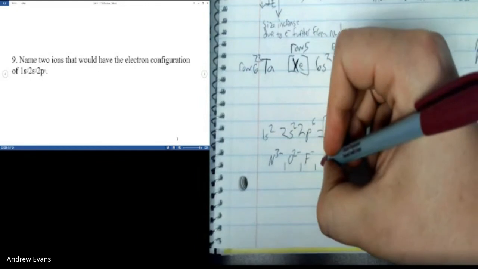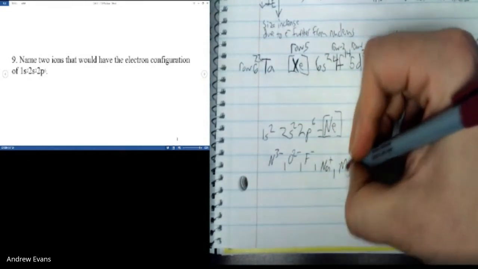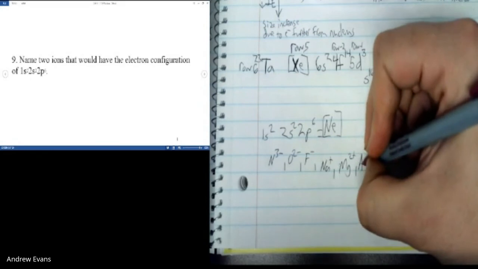You could put sodium plus 1. You could say magnesium 2 plus. You could say aluminum 3 plus. You could put carbon 4 minus. All of these are isoelectronic. You just have to name any 2 ions. You could say silicon 4 plus. You could keep going, but those are probably the outer limits of what you might get. But any of those would be isoelectronic with neon.